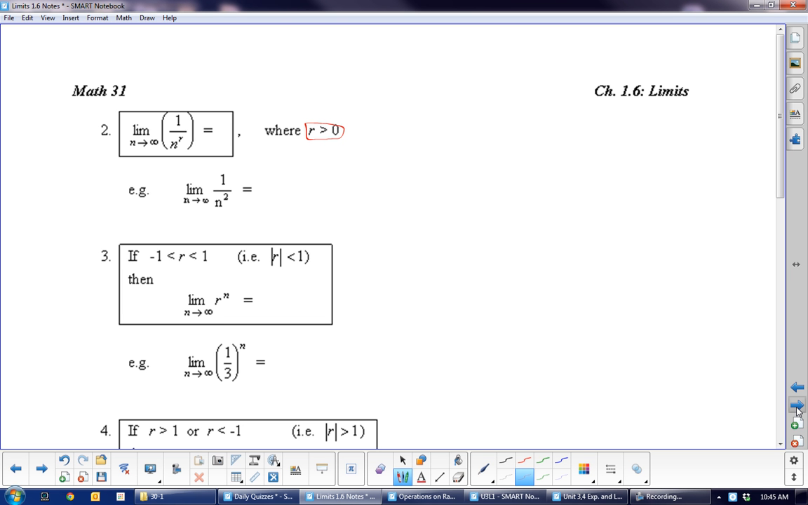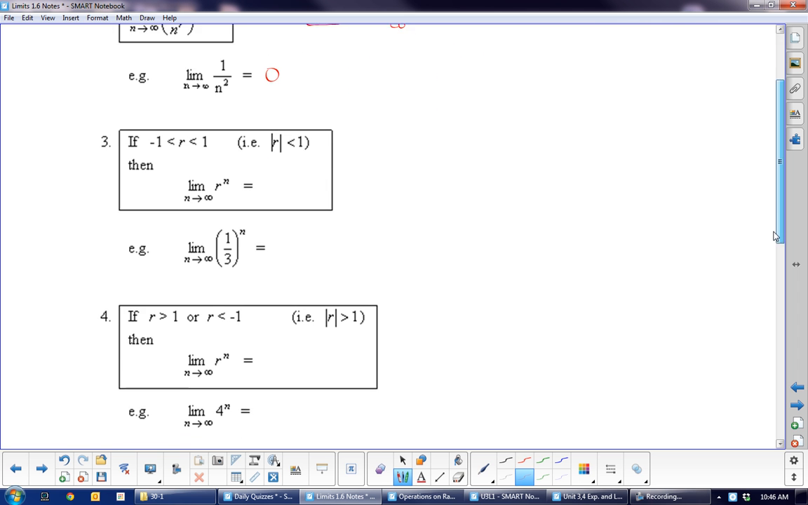So maybe you need to wrap your head around this a bit. Well, that would be 1 over infinity squared. That's an example, right? It should equal 0, you would expect, right? If 1 over infinity equals 0, 1 over infinity squared is going to equal 0. So this will equal 0. So you have to know these rules.